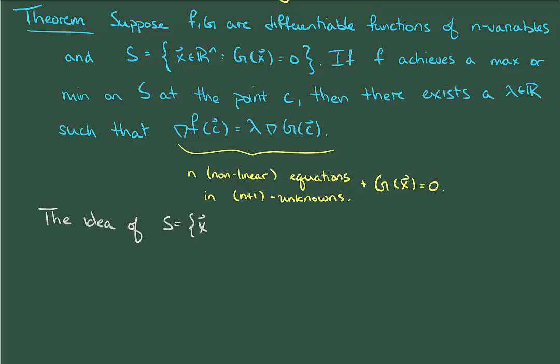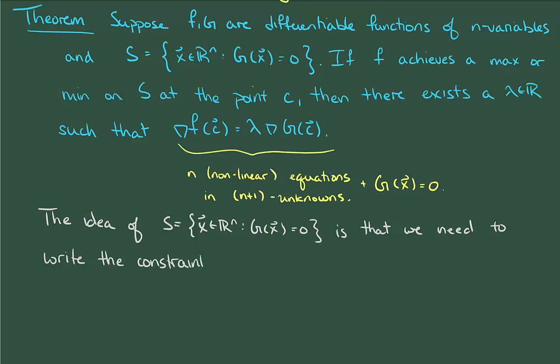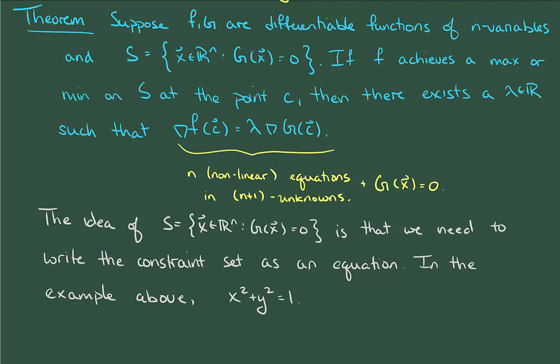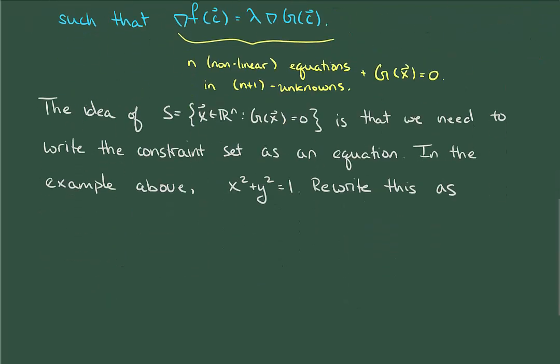So the idea of what this set S means, where g of x is equal to 0, is that we want to be able to write the constraint set as an equation. If we think about the example that we had just done, the one on the unit disk, our constraint set was the circle, right? x squared plus y squared equals 1. And if we rewrite this, then this thing right here is our g of x, y. Okay, so g of x, y is how we write the constraint set.